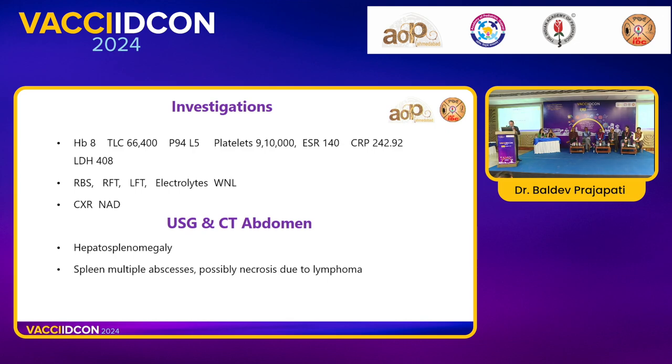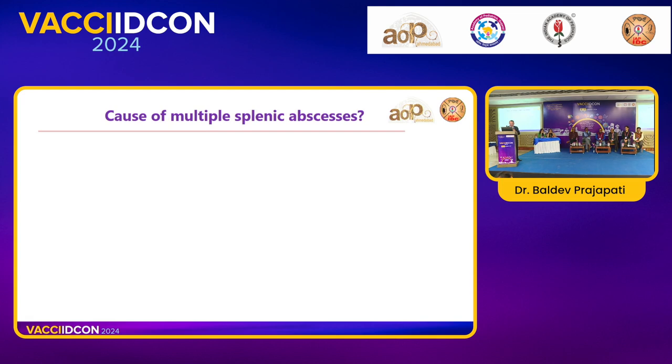Even if I take one step further, what can be the causes for multiple splenic abscesses? Because now we have that very unusual, significant finding on CT. Splenic abscess itself indicates he had septicemia and he is suffering with bacterial infection plus some other deficiencies. Absolutely. So some deficiency and bacterial infection with the immunodeficiency.